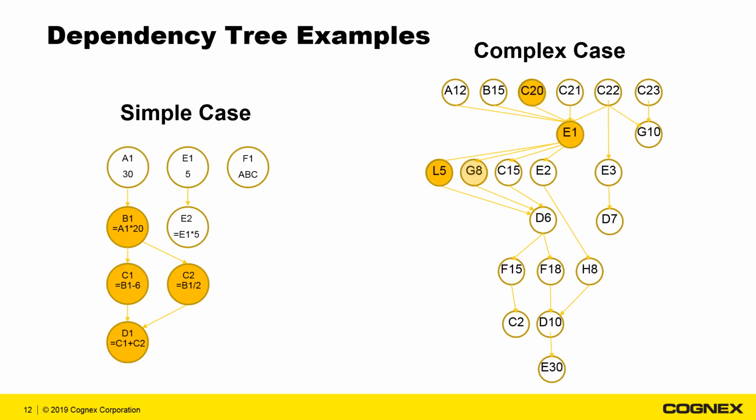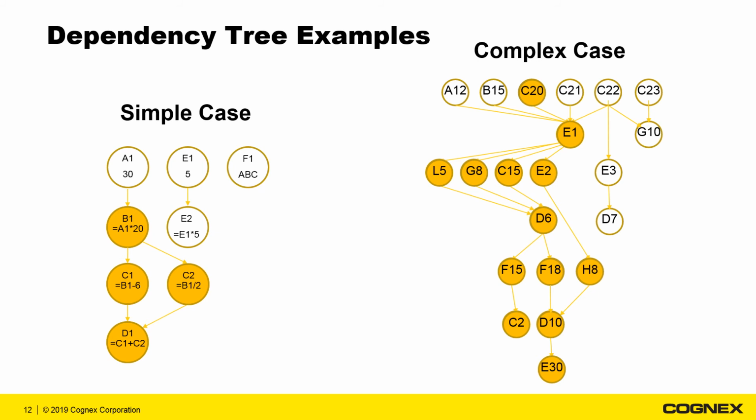The dependency tree on the right is a bit more complex. If we change the data in cell C20, the change will propagate through all of the cells that are connected automatically. Notice cell D10 near the bottom has two inputs. In this case, it will only update after cells F18 and H8 have both been updated. In other words, the cell update of F18 doesn't immediately cause the update of cells D10 and D30.